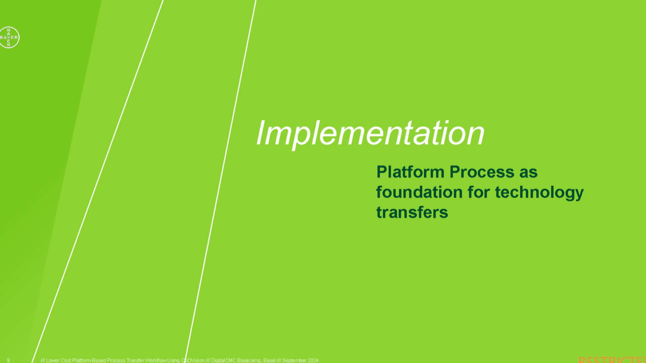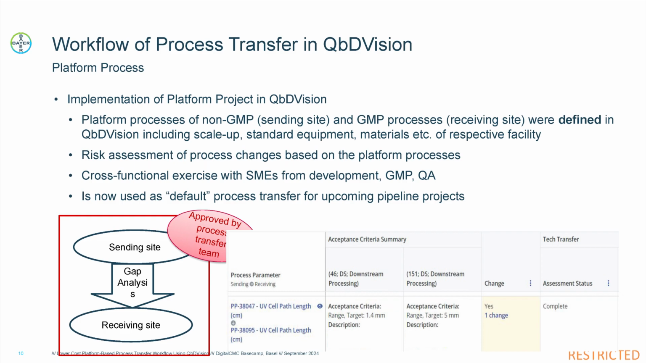Our case study today will be the documentation of a gap analysis for process transfer and scale-up of antibody manufacturing processes from the development function, so non-GMP, 200 liter, to a GMP site, 2,500 liter, to produce material for clinical studies.